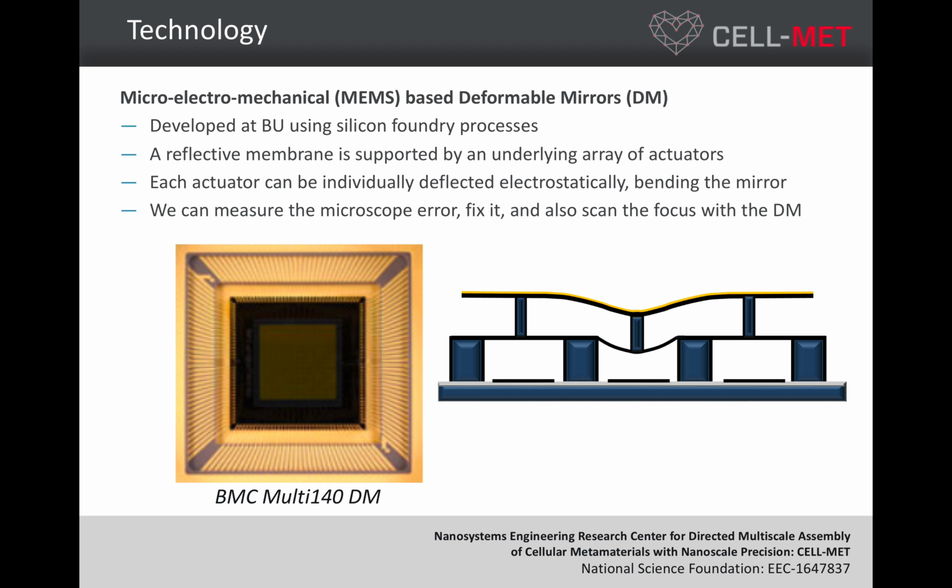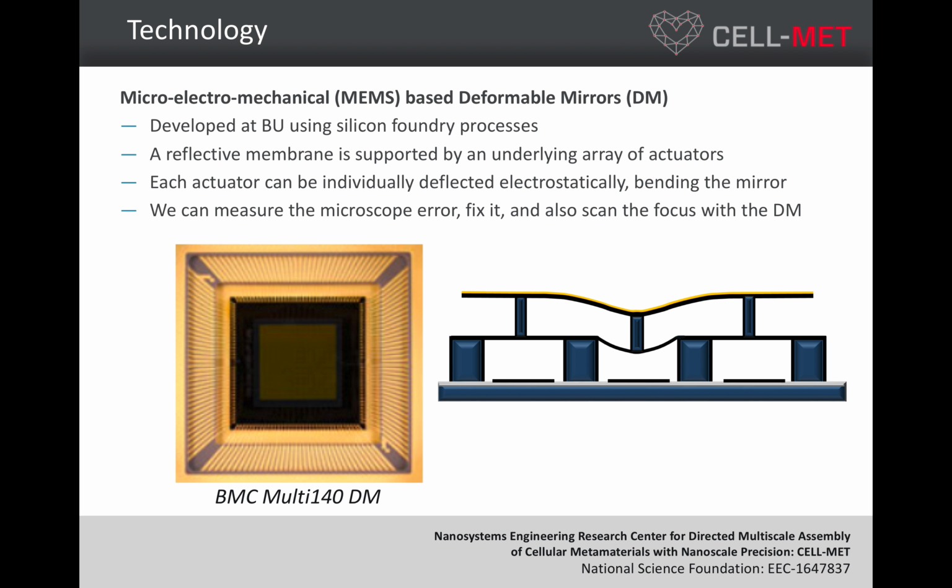The way we control the surface shape of the deformable mirror is that we apply a voltage through these two plates, and by changing the voltage, the electrostatic force between these two plates is also changed. And since the electrostatic force is changed, the upper plate will either bend in or bend out, so that the surface shape of the mirror is also changed. So through this novel, small device, we can measure the microscope error, fix it, and also scan the focus with the DM.